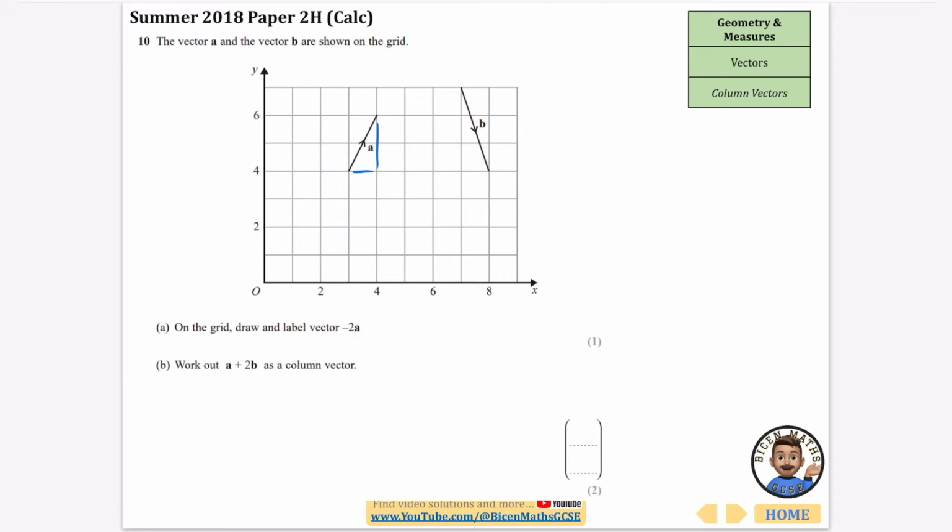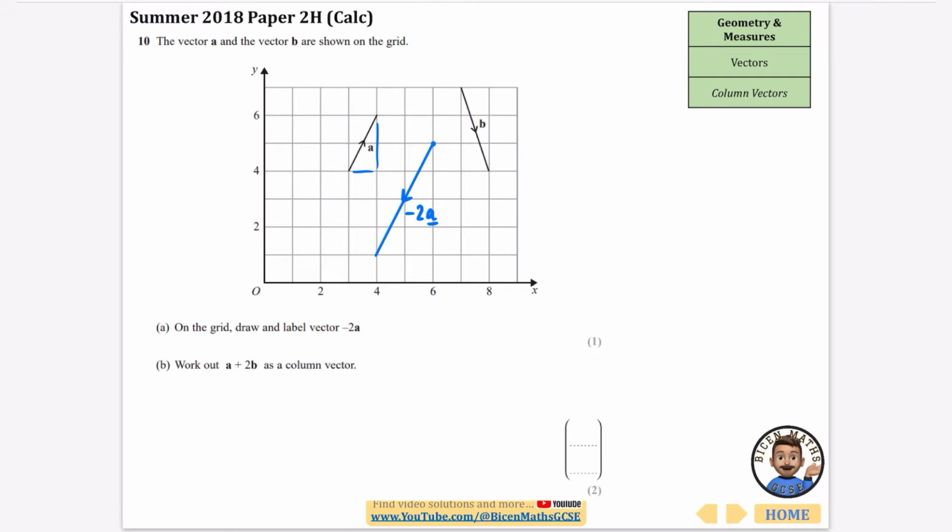So if I start from here, I'm going to go 2 left and 4 down, and it's going to end up at this bit here. So if I just close that, and I'm going to put this direction here, this is minus 2a. So it was going that direction, it's now going twice as long and in the opposite direction.